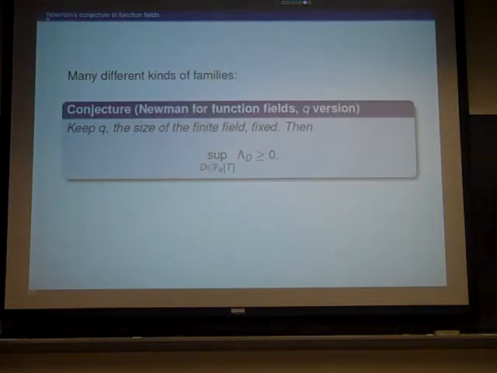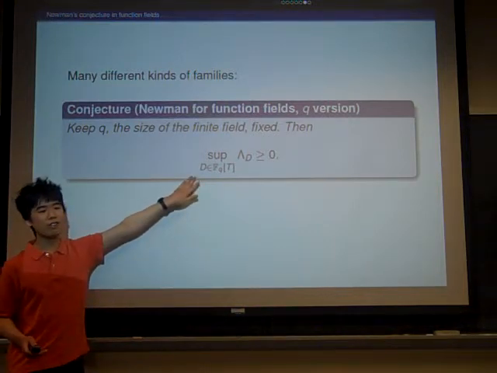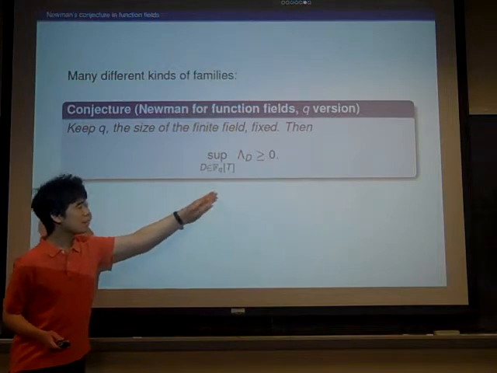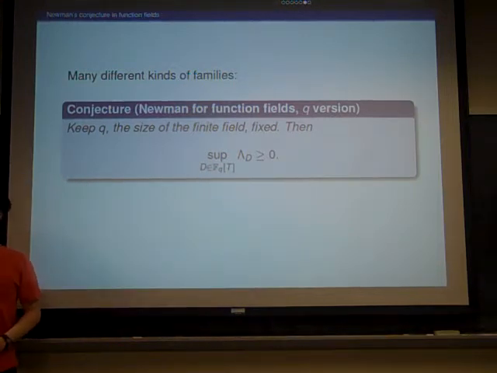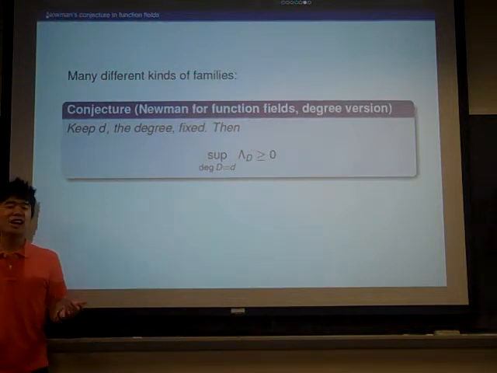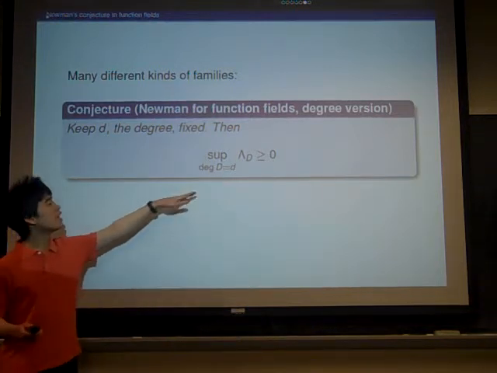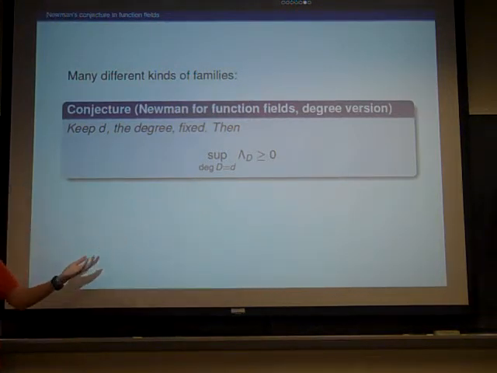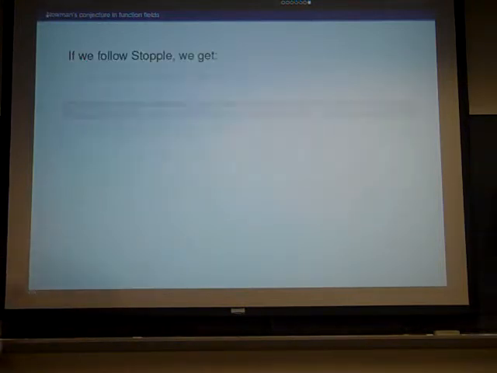For example, you can fix Q, the size of the finite field, and let D vary over all F_Q[T], and look at that supremum. Another example is to fix D, the degree of the polynomial, and now we can let Q vary, and then as we vary through all the polynomials there, we can make the conjecture that that supremum is non-negative.